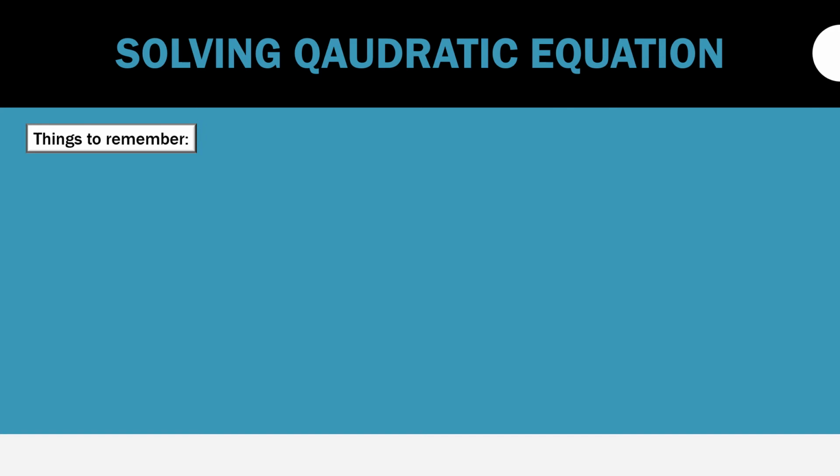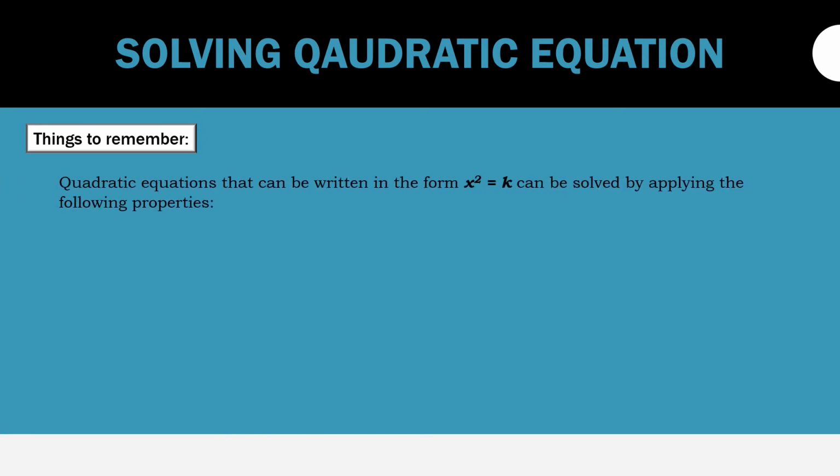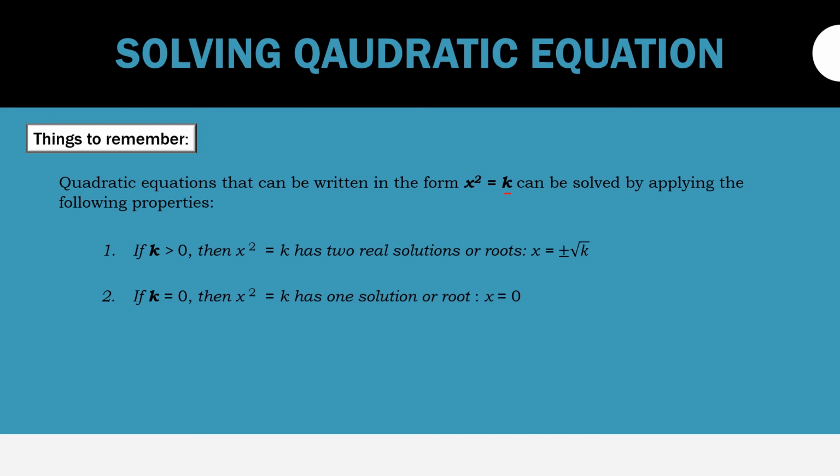Okay, a few more things to remember. A quadratic equation that can be written in the form x squared is equal to k, as we saw earlier, can be solved by applying the following properties. If k is greater than 0, you know where the k is, class, right? The k is the number after the equal sign. If our k is greater than 0, then x squared is equal to k has two real solutions or roots. Okay, it has two answers. Next, if k is equal to 0, then you have only one solution.